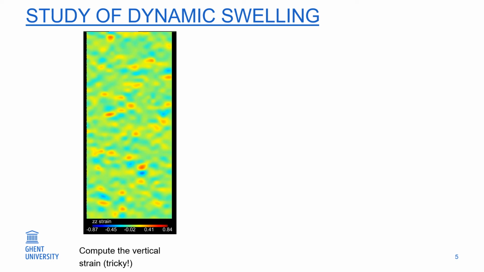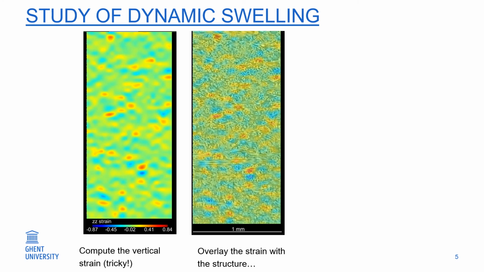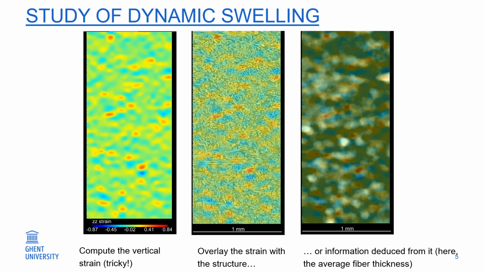More specifically, we can look at the singularities in the vertical strain field. We can overlay this field with the microstructure of MDF to look if there is any feature that sticks out. Or alternatively, we can derive information about the microstructure first and then overlay it with the strain field. Here, the information that I show in the background, in the grayscale image, is the local average of the wood fiber wall thickness. This is still work in progress.